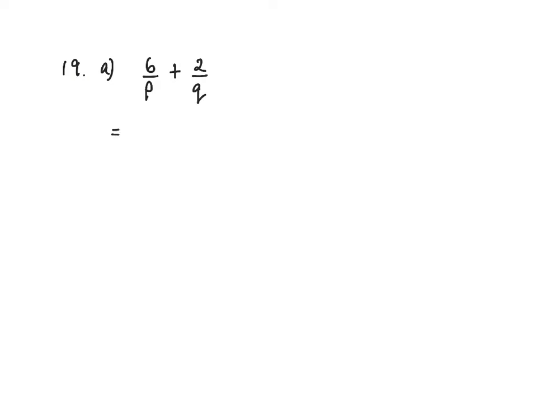So the common denominator is going to be PQ, and I multiply this by Q. In order to get the common denominator, I must do the same with the top. So I get 6Q plus I multiply by P, and I multiply by P. So I get 2P on top.